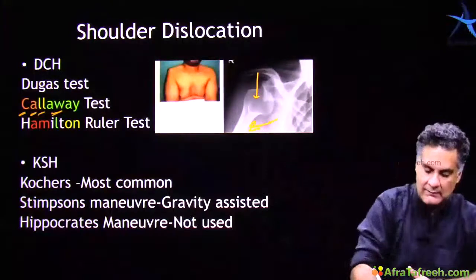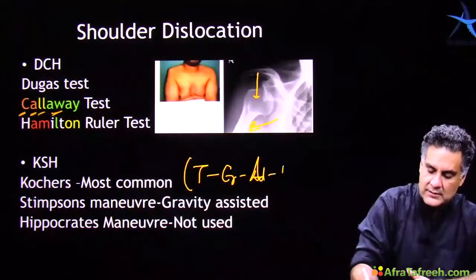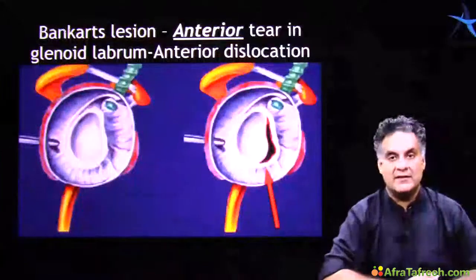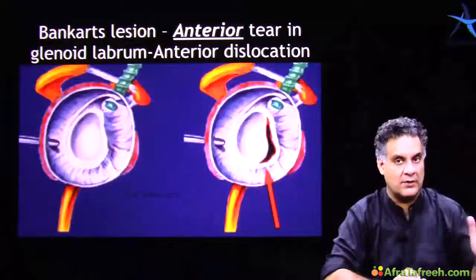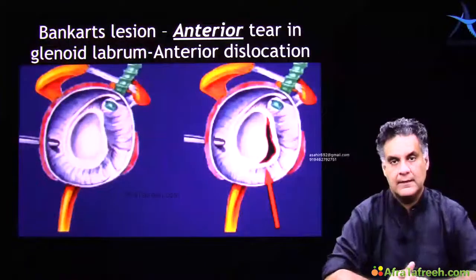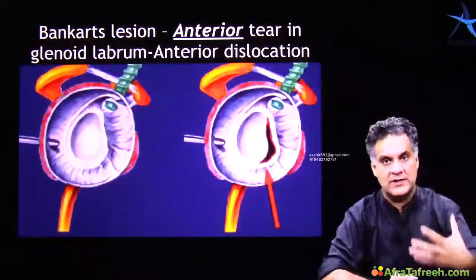Remembered by the mnemonic team: traction, externation, adduction, medial rotation. Whereas Stimson's is a gravity-assisted reduction of any joint, and Hippocrates maneuver should not be done because it applies force in the axilla with your feet. The most common complication of a shoulder dislocation is a recurrent dislocation again.